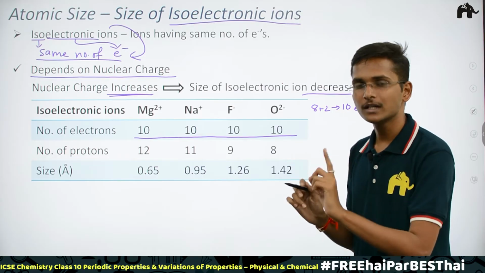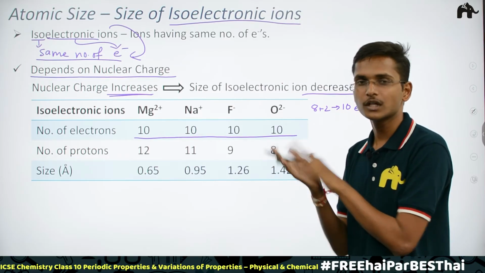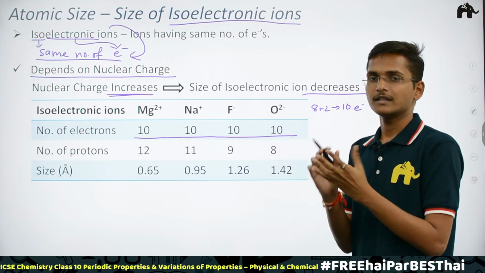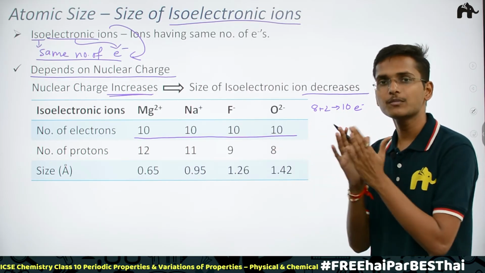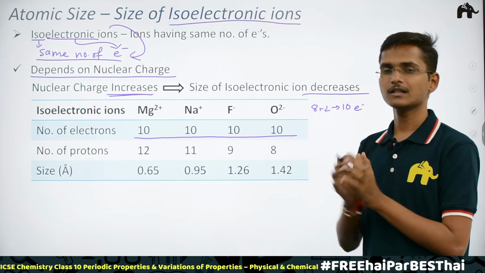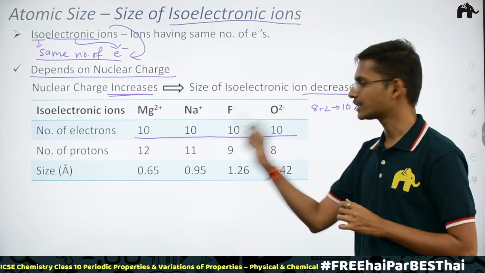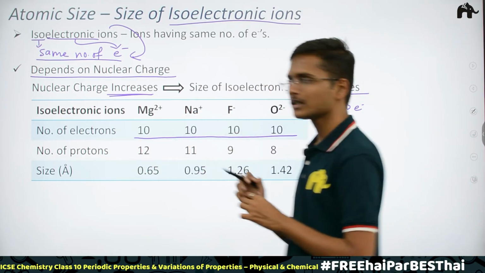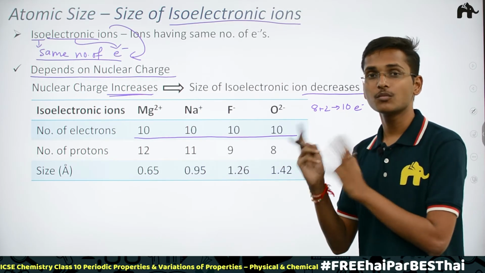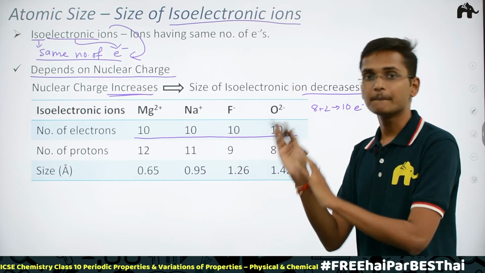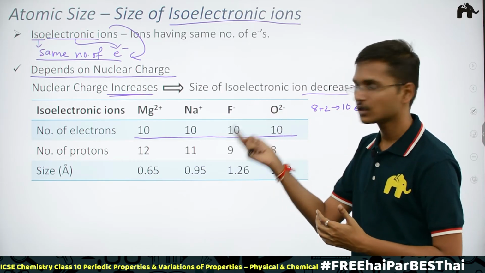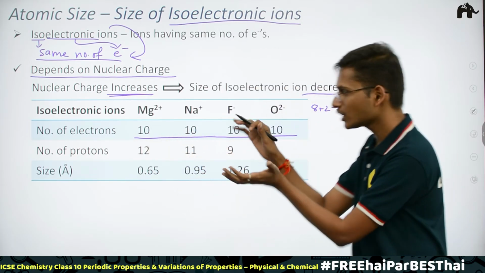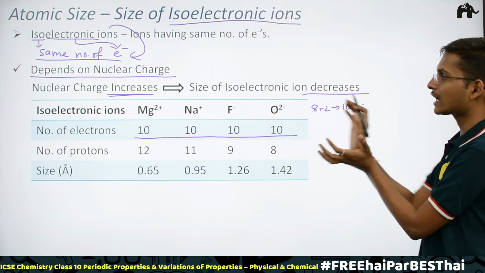Similarly, Na plus has 11 protons, but since it shows plus 1, which means 1 positive charge is more, there should be 10 electrons, right? So here 10 electrons. Mg2 plus: 2 positive charges more, so 12 protons are there, but there should be 10 electrons to make 2 positive charges more. So here also 10 electrons. Now you have understood how these are all isoelectronic ions.